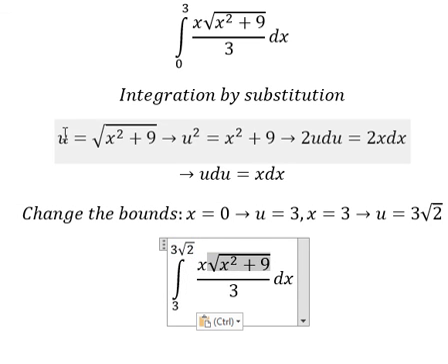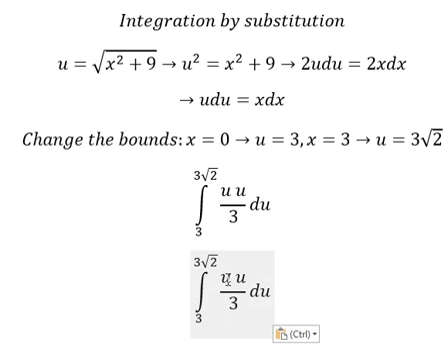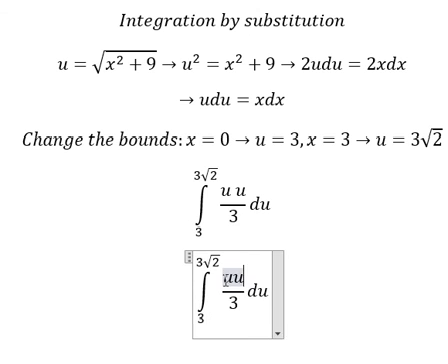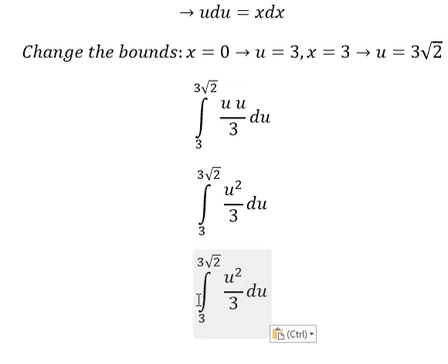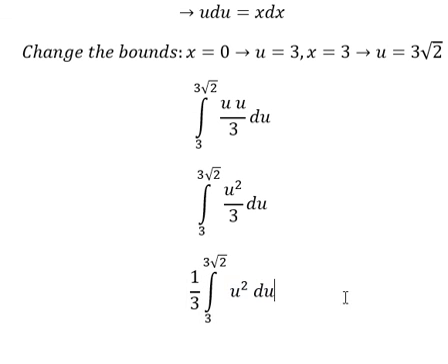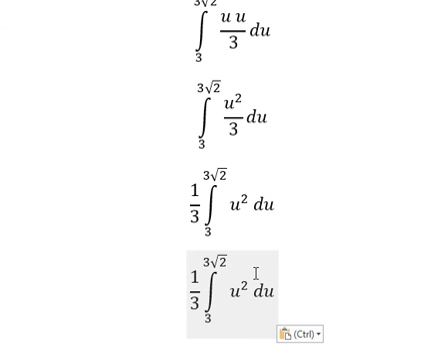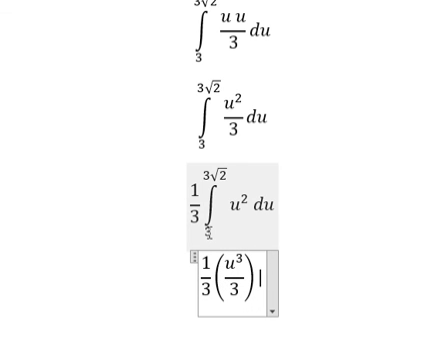This one we change to u. x dx we change to u du. u and u give us u squared. So the 3 we put outside. The integration of u squared is u to the power of 3 over 3, and we put the bounds from 3 to 3 times the square root of 2.